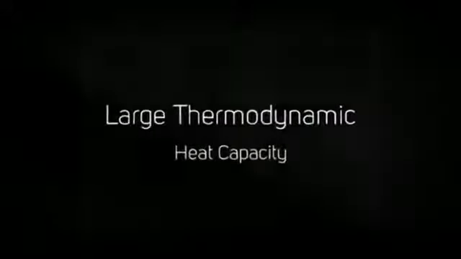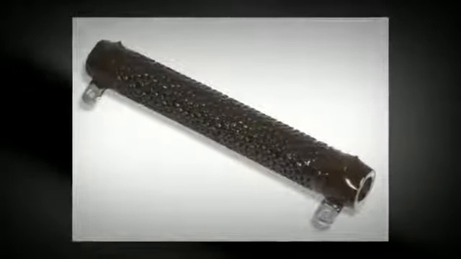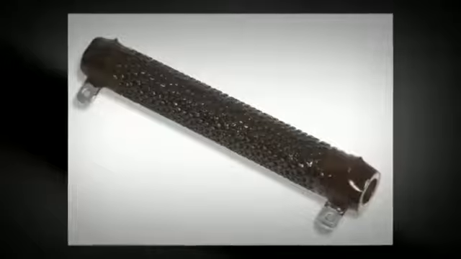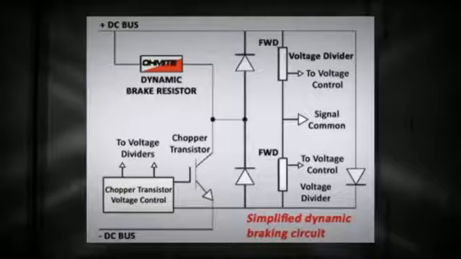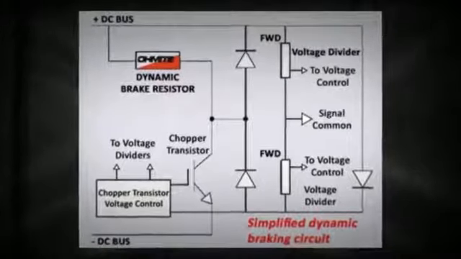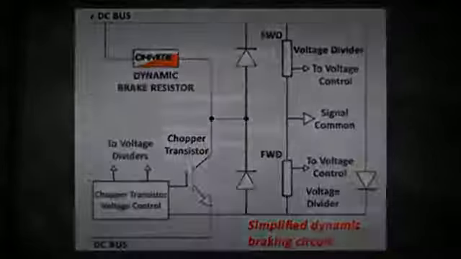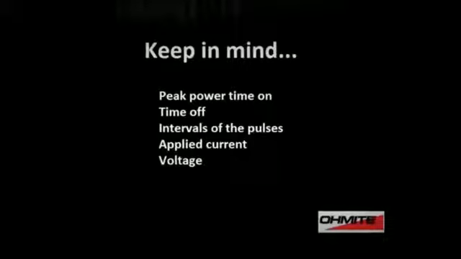The dynamic brake resistor features a large thermodynamic heat capacity, enabling the resistor to absorb a lot of energy without causing the temperature of the resistor element to exceed the operational temperature rating. To calculate the correct resistor size, you need to know the peak power, time on, time off, the intervals of the pulses, applied current, and the voltage.